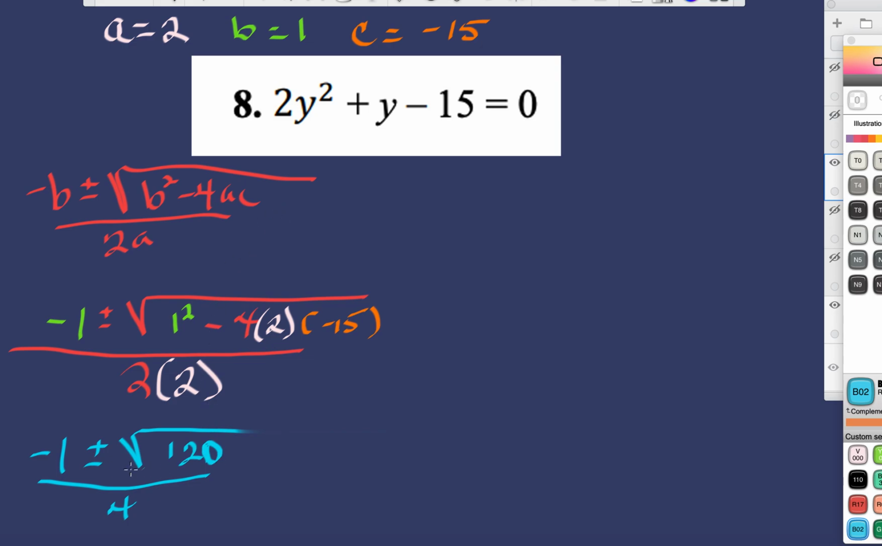Anyway, you could leave this as an answer if you don't know how to simplify this square root. It's okay to leave this answer as a final answer. Even with the plus and minus right there, I'm okay with that. So I want to move on. I'll talk more about this when we get into class tomorrow.